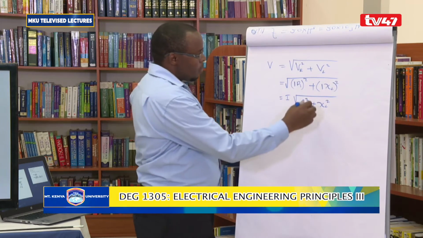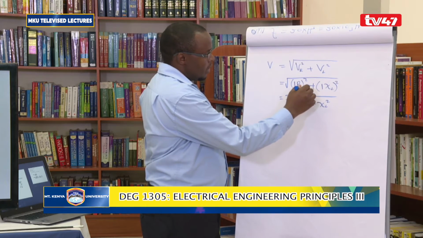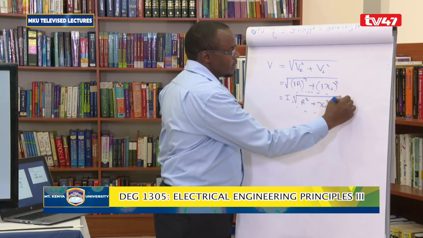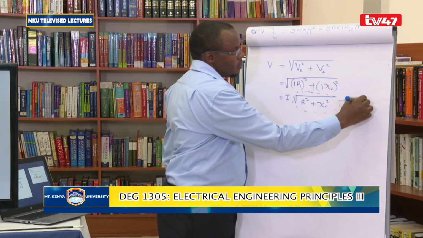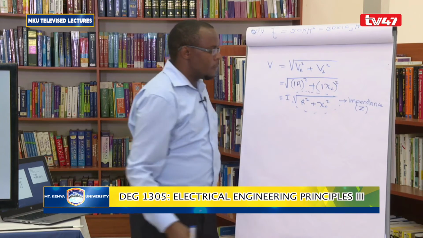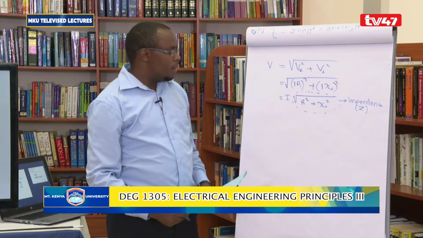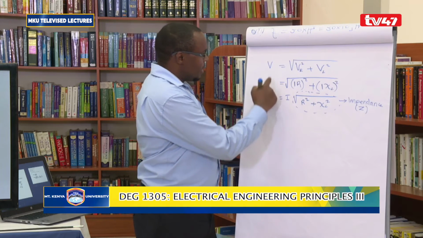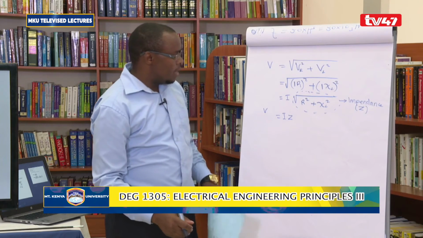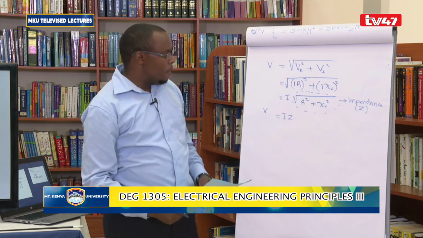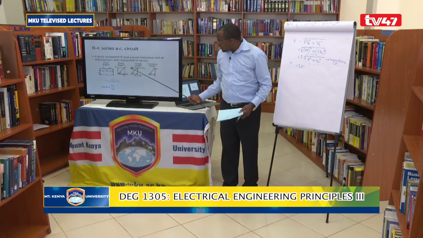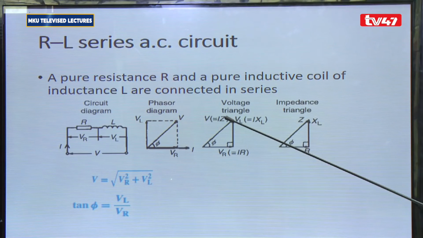Now, this component here, which you have found here, is known as impedance, and it is abbreviated by Z. It's called impedance, and it's abbreviated by Z, which simply means the resultant V can be given by I times Z. And as you can see, this is what we have in this diagram here. V is given by I times Z, where Z is the impedance.